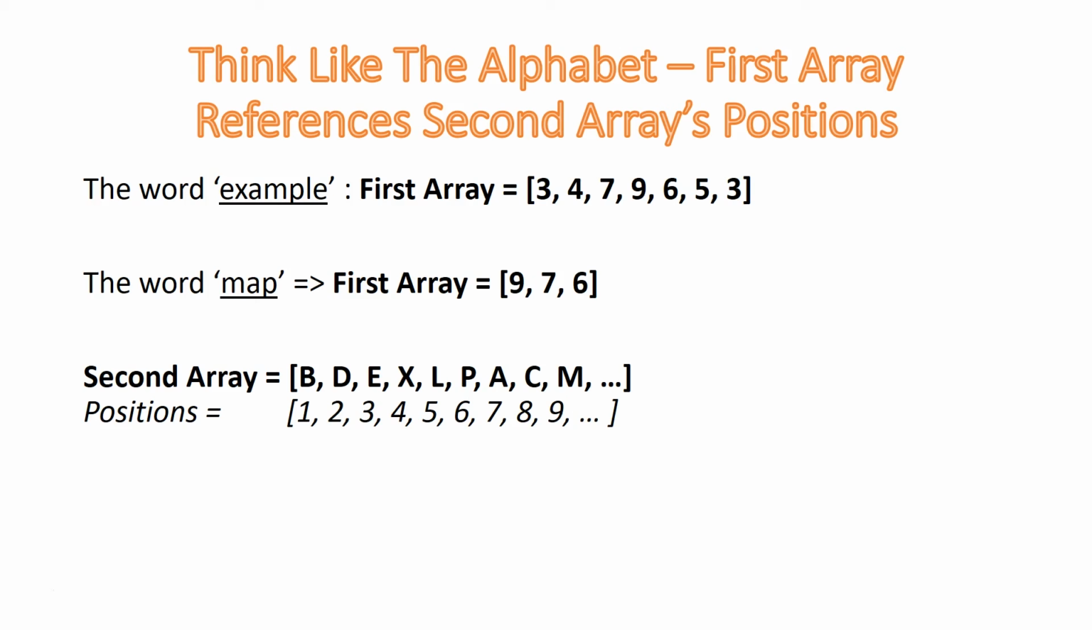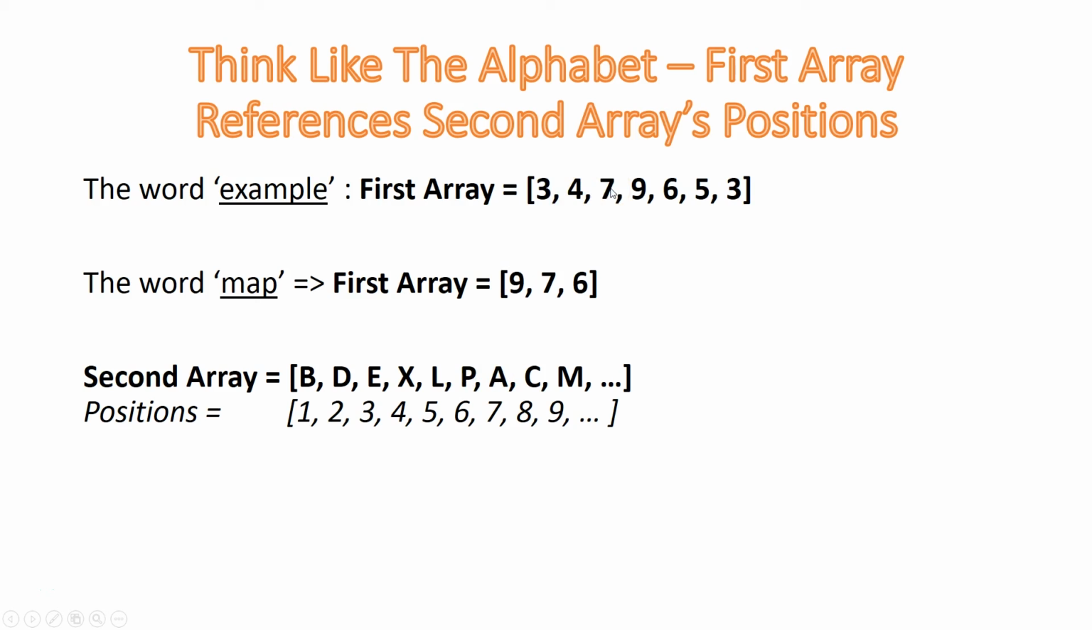So then I took the position of each letter in the second array and I stuck them in the first array. So if you look at the letter E, it's the third character in the second array. So I put the number 3. And the letter X, it's the fourth. 1, 2, 3, 4. So it's the fourth character in this array. So I put the number 4. And then the letter A, it's the seventh character. 1, 2, 3, 4, 5, 6, 7. So I put the number 7.